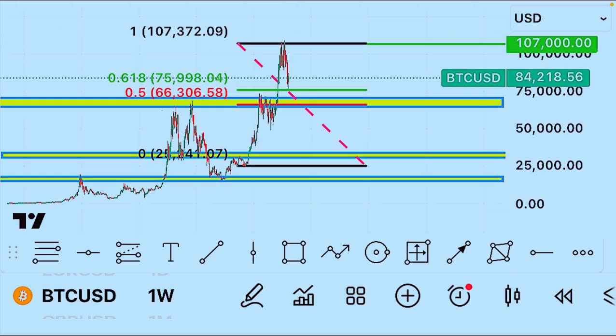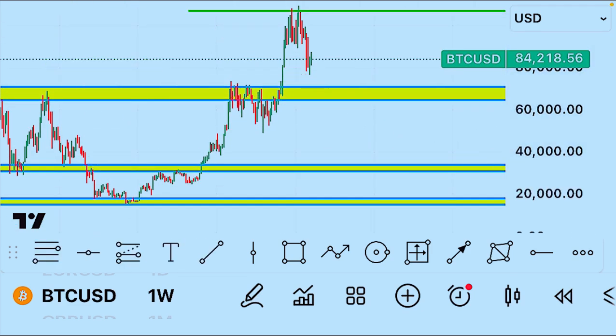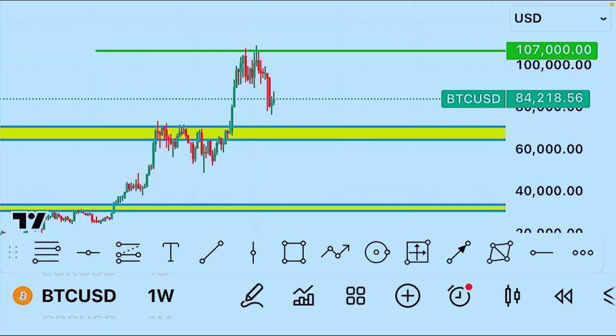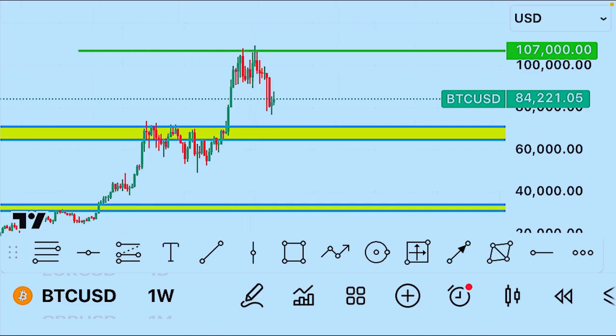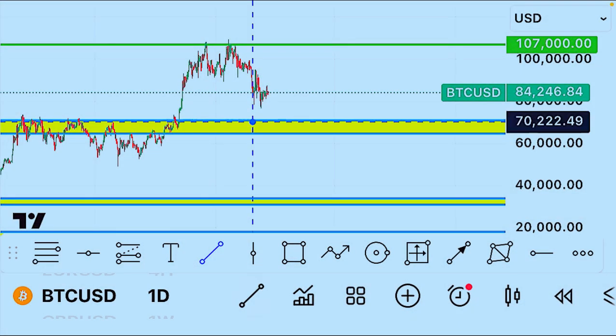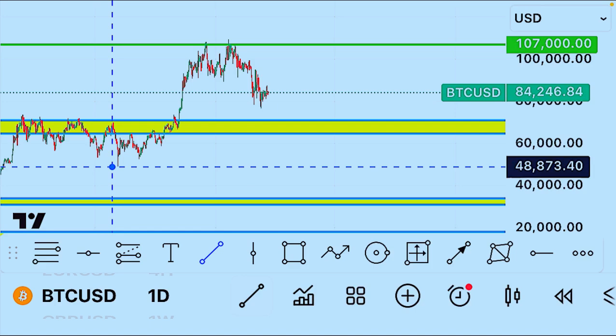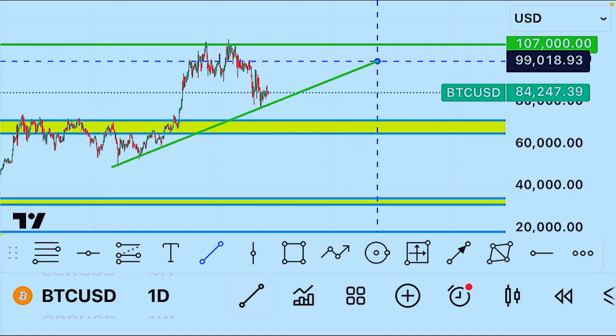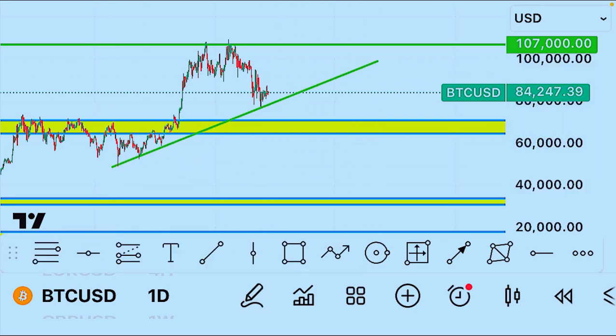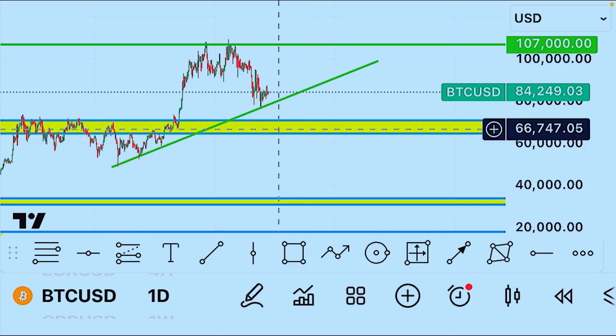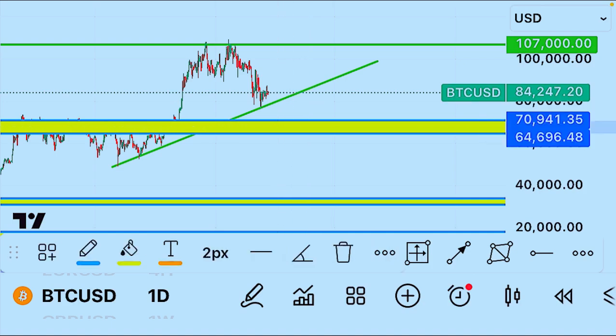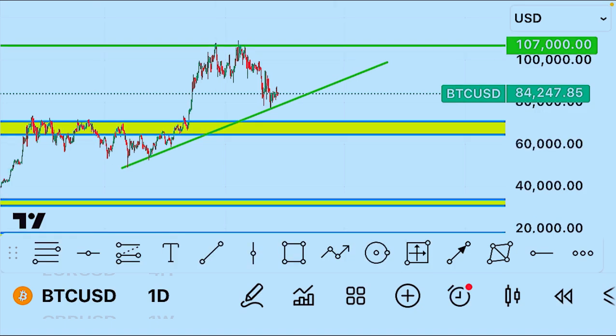But meanwhile, now let's go to the daily time frame. Let's see if we can jump on this bullish momentum. Let me draw a trend line somewhere here. This market broke out of this trend line. Then 66,000 to 64,000 is the next area. That's the area we'll be looking at.